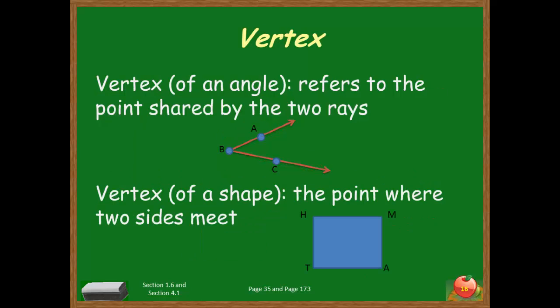Vertex. The vertex of an angle refers to the point shared by the 2 rays. The vertex of this angle is B. The vertex of a shape is the point where two sides meet. We would call this vertex H. This rectangle has 4 vertices.